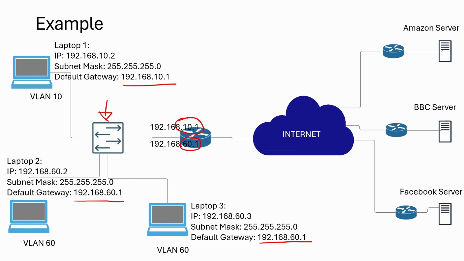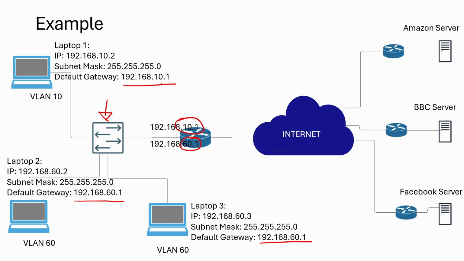So if laptop 2 wished to communicate with laptop 3, providing it's connected to the switch, it doesn't actually pass through the router because they're both on the same network and they don't need to communicate with the default gateway for that. However, if laptop 1 would like to communicate with laptop 2 or laptop 3 or out to the internet, it would need to go via its default gateway.